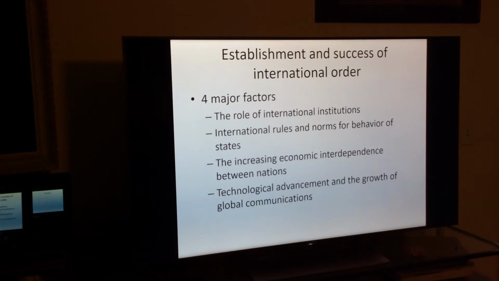And then technological advancement and the growth of global communications. The world has become a smaller place because now we're able to communicate. We're holding class in Zoom, right? You could be across the United States. I could be teaching over in Italy, and we still have this class because of technology.